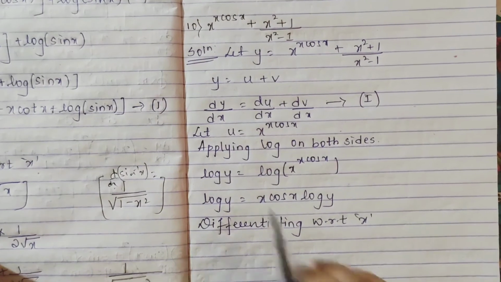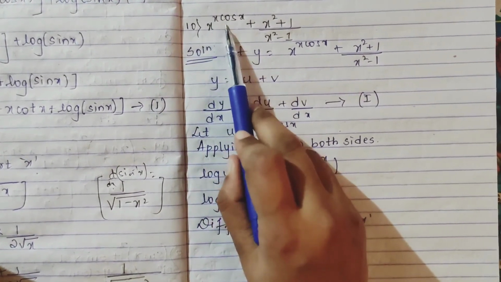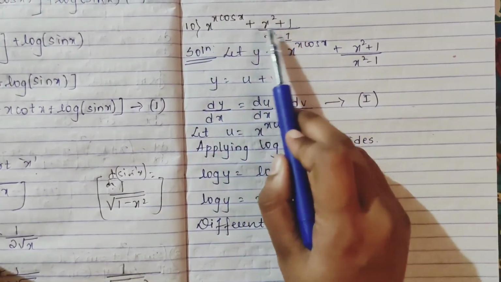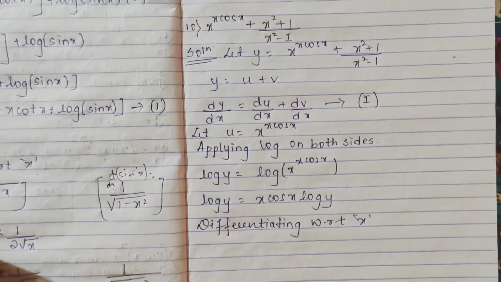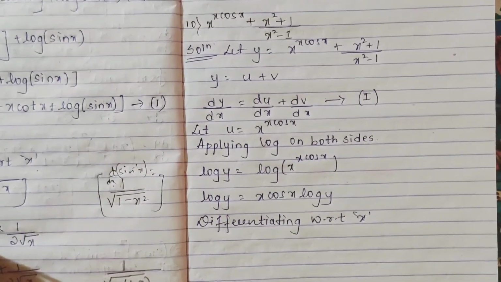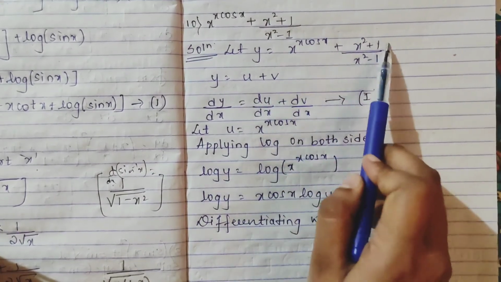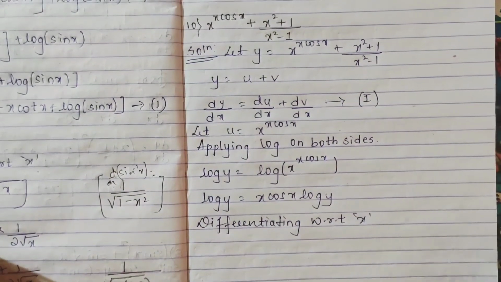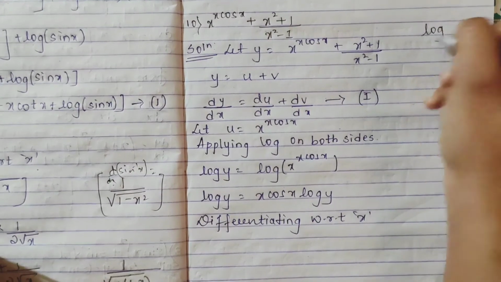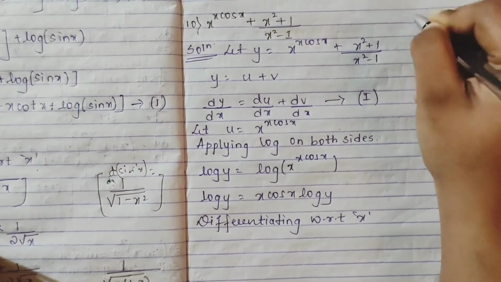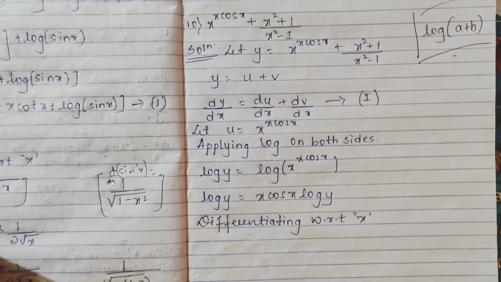Your next problem, 10th one, x raised to x cos x plus x square plus 1 whole divided by x square minus 1. So in the same way proceeding, first take let y is equal to, then we are taking this as u, taking this as v. Here directly on y I can't apply log because you don't have any formula with log of a plus b. So be careful, again and again I am telling, please don't make this mistake.